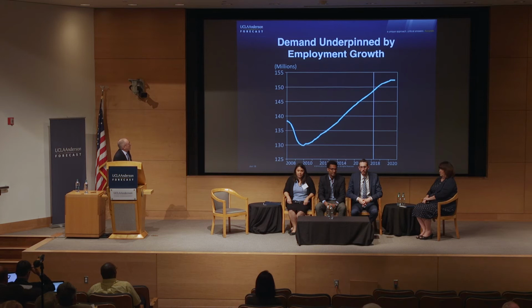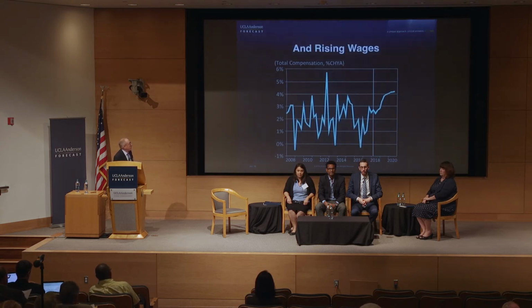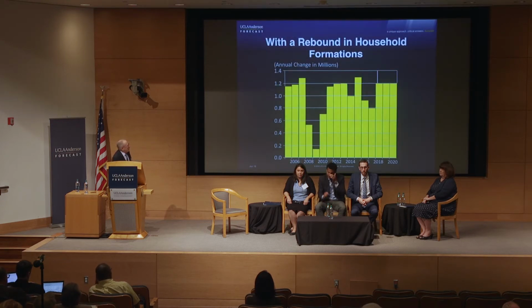The other thing, I talked about it before, is employment growth is strong, so that underpins demand. I talked about wage growth before too. That underpins demand. And the other thing is household formations. These numbers bounce around, but from the point of view of household demand, it looks like there's an underlying 1.2 million.